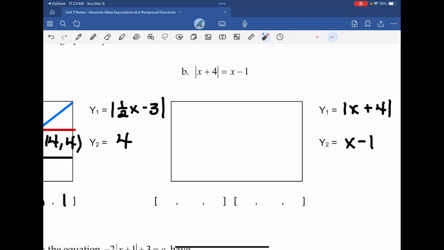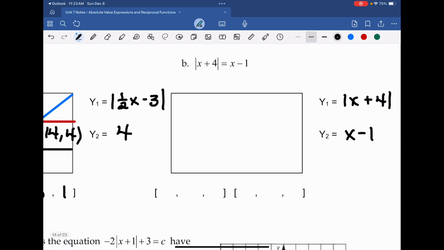On the TIs, first and foremost, you're going to click Math, click the right arrow to Number, and then click number 1, which is ABS, which is absolute values. On the Casios, you're going to want to click in your graphing menu, Option, Number, which is, I believe, F5, and then you're going to want to click ABS, all in capitals, which is your absolutes. But again, I can help you with that if you were struggling with getting those keys there.